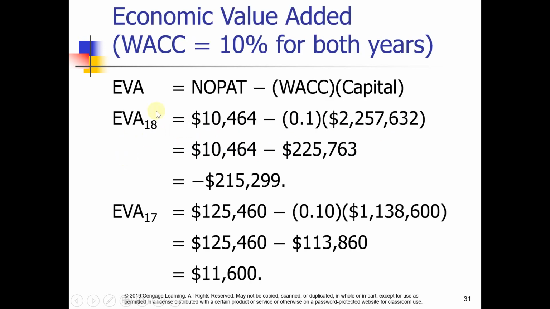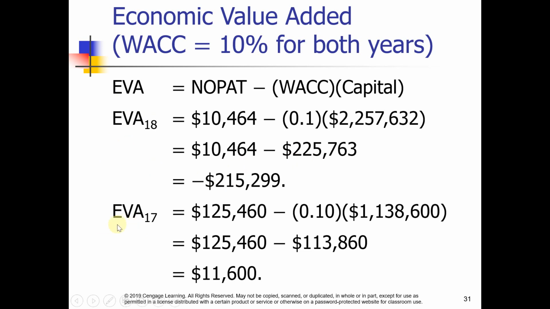All right. So in 2018, we are going to assume that the weighted average cost of capital is 10% in both years. So if you do that, this is operating total capital. In 2018, net operating profit after tax was $10,464, whereas the minimum required dollar amount the investors would want was $225,000. So they fell massively short. So the economic value added of this company was negative. This company generated much less than what the investors would want. So you'd expect the stock prices actually fell after this.